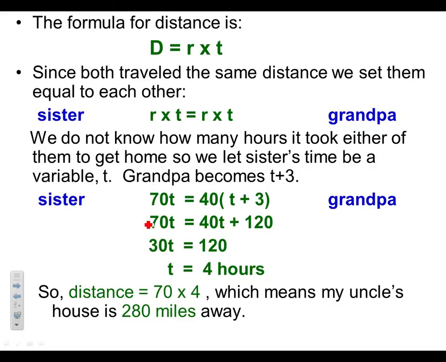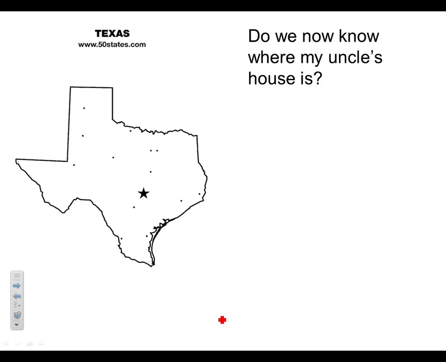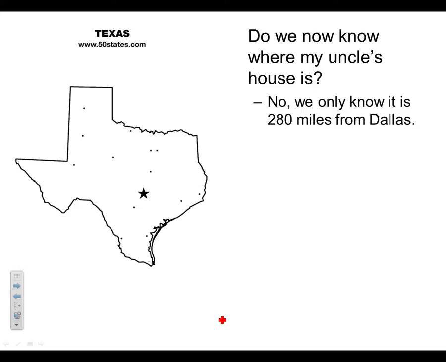So for the distance, we just go back to our rate times time. 70 times 4 is 280 miles. So we know that my uncle's house was 280 miles away from Dallas. Do we know exactly where his house is? No. We just know that it's 280 miles from Dallas.